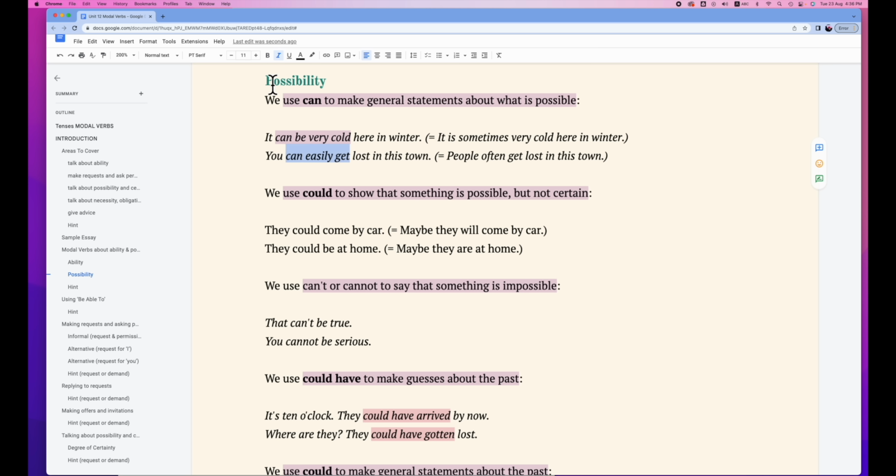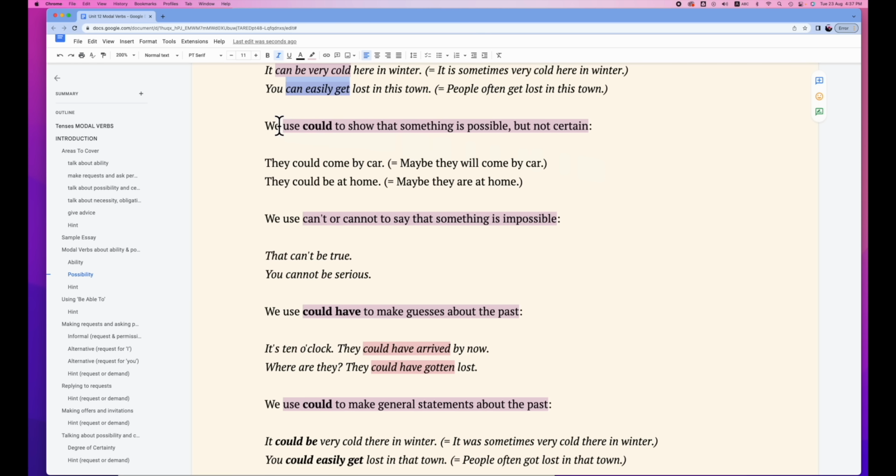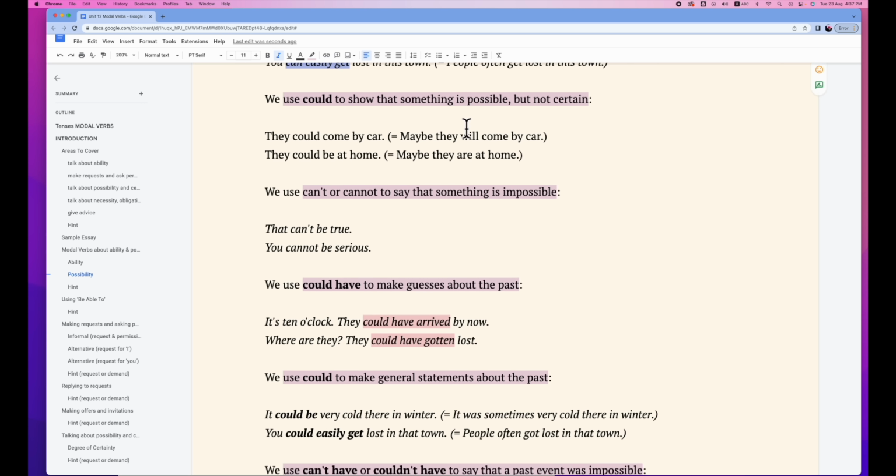Then how about things that are not really likely to happen, or we are not sure whether they are going to happen or not? Let's take a look. We could use could to show that something is possible but not certain. They could come by car. It's likely that they could come by car, but maybe not. And also they could be at home, but possibly they may not be at home at the same time.